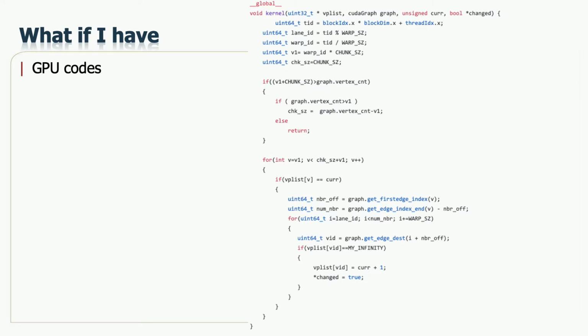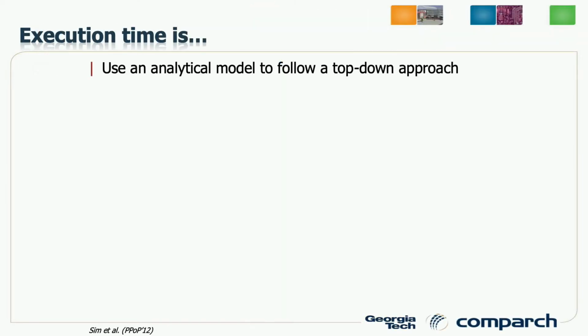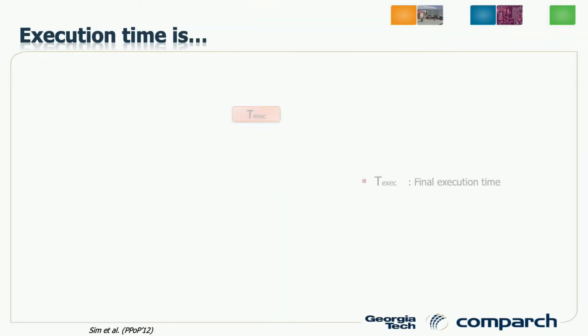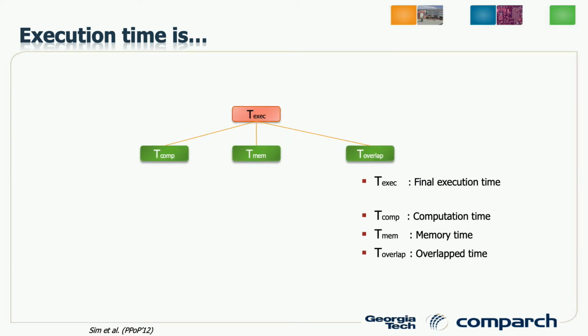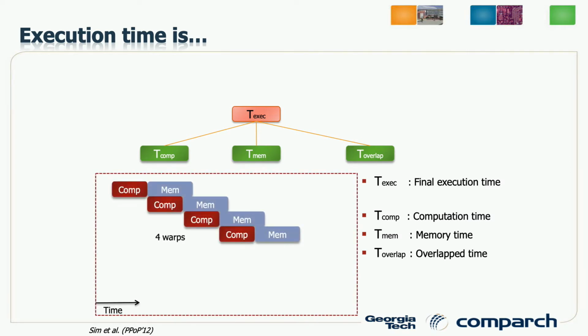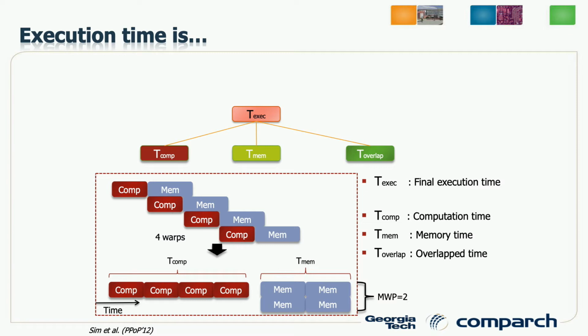There have been several analytical models to estimate these execution times. One of the execution models uses a top-down approach, where execution time can be broken into three main components: compute time, memory time, and overlapping time. How compute and memory are overlapped changes the performance significantly. It's because in the architecture, the compute time has to be serialized because we have finite resources, but memory can be easily overlapped if we take advantage of memory-level parallelism.